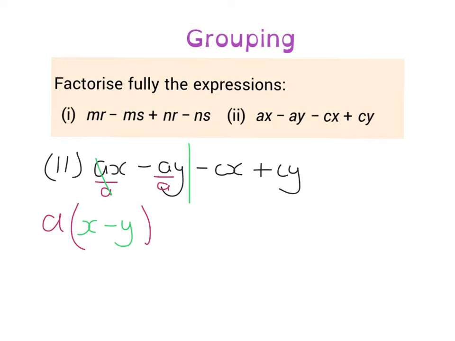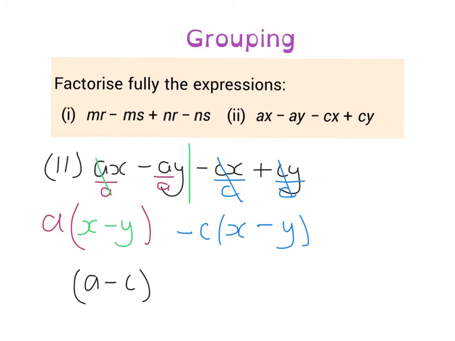And if I was to apply it to the other side, I'm left with a minus c and divide by c, x minus y. And I regroup them. So I have a minus c bracket x minus y. And because my two brackets are the same, here and here, I know I'm right.